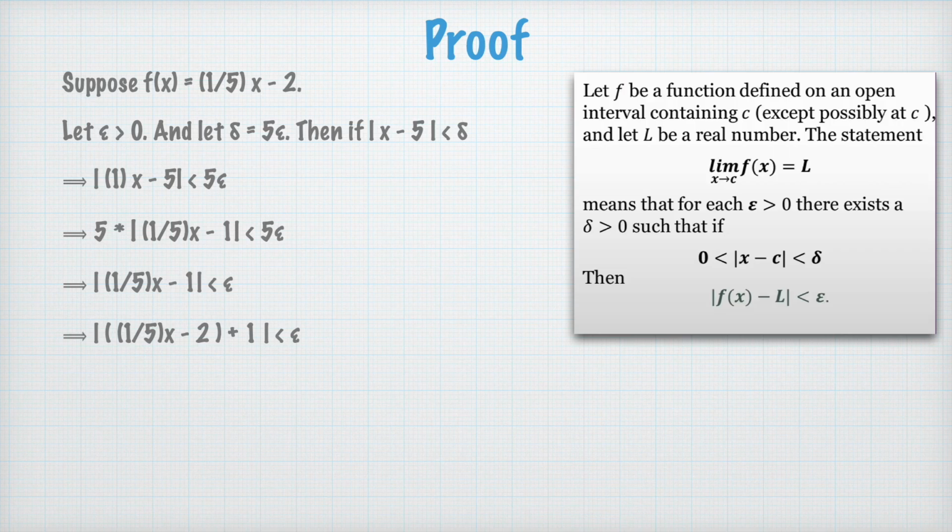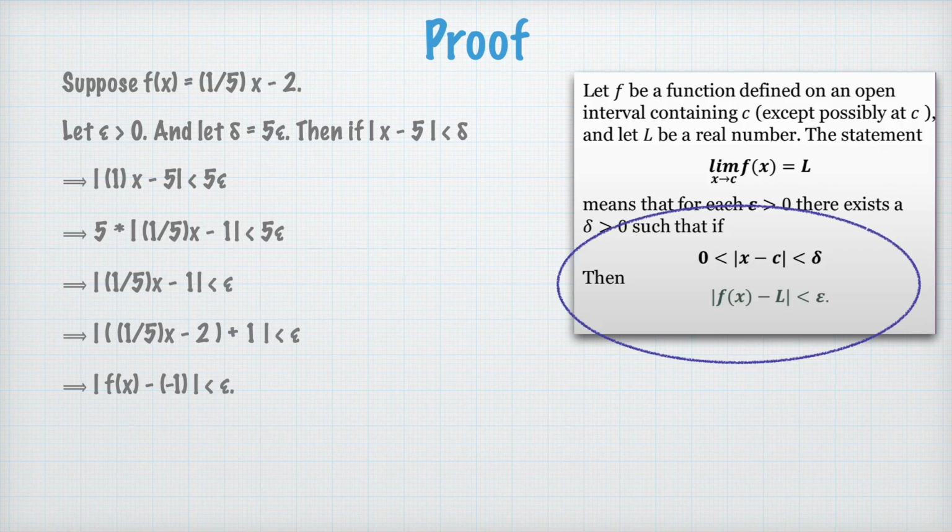We didn't do anything to both sides. We just rewrote the negative 1, put in a few parentheses, which is allowed. And now we need minus the limit. The limit was negative 1, so we realize that we can just write the plus 1 as minus negative 1, and then the 1/5 x minus 2 is the function. So we have the function minus negative 1 being less than epsilon, and that's what we needed to show.